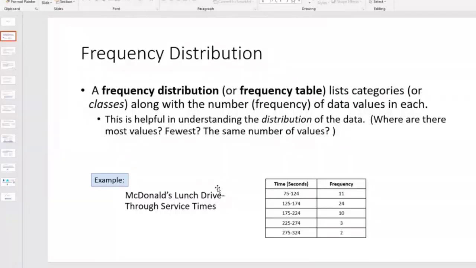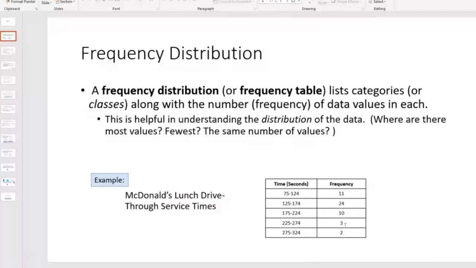This data at the bottom comes from McDonald's lunch drive-through service times, and they were measuring time in seconds. They're supposed to be a fast food place. So when you're seeing 124, you're looking at 2 minutes, 4 seconds. And how long do people have to wait for their service? Most people wait between 75 and 224 seconds. That's where most of the values fall.